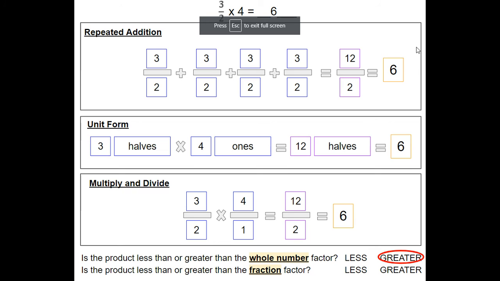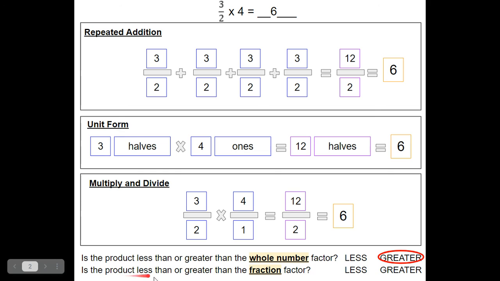You might remember that before, when we multiplied by a fraction, our answer was actually less than the whole number we started with. But with this fraction, remember, 3 halves is actually greater than 1. So we're multiplying 4 by a number that's bigger than 1, which is why our answer is bigger than the number we started with.